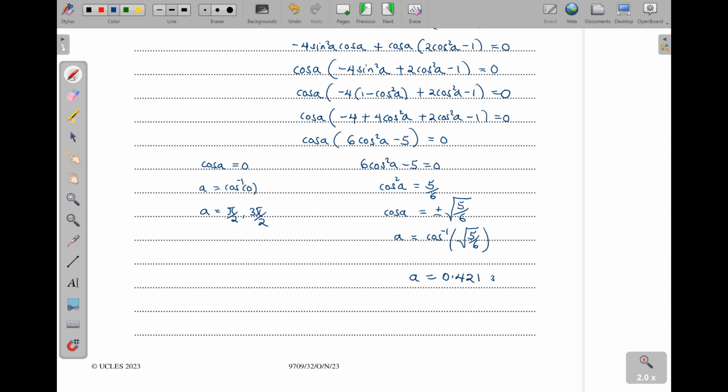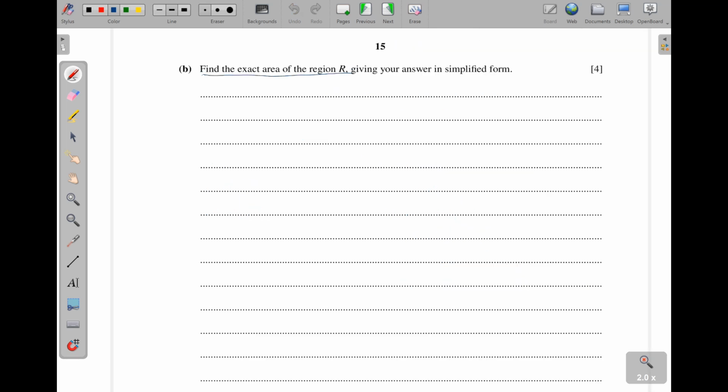0.421. That is in radians, and to 3 significant figures. So that is that. Part B, find the exact area of the region R, giving your answer in the simplified form.